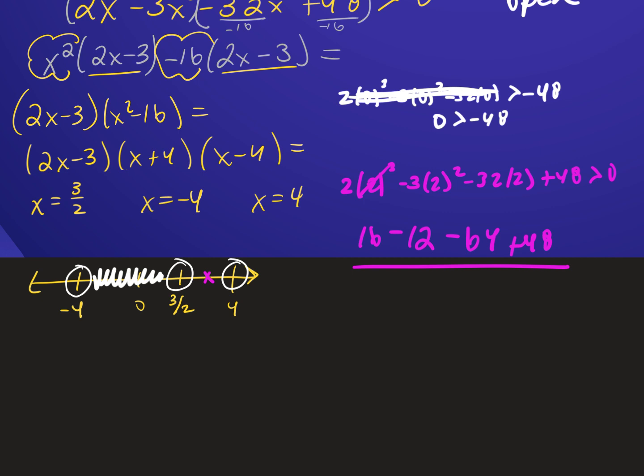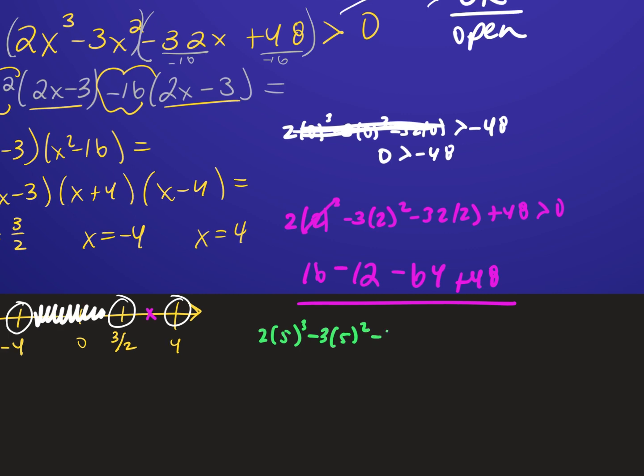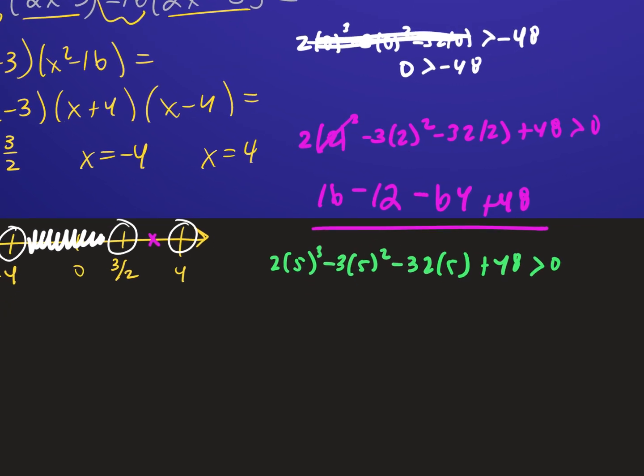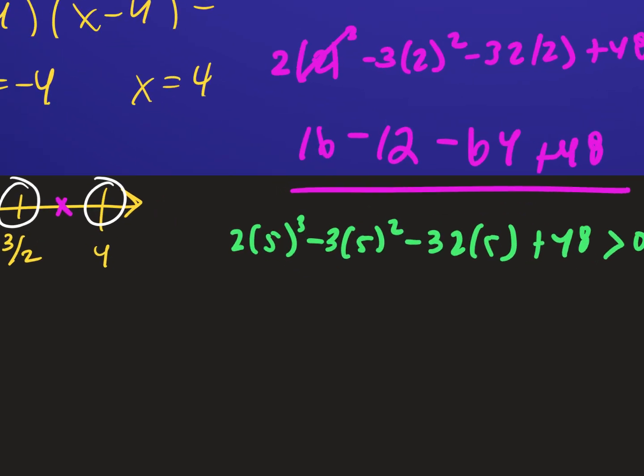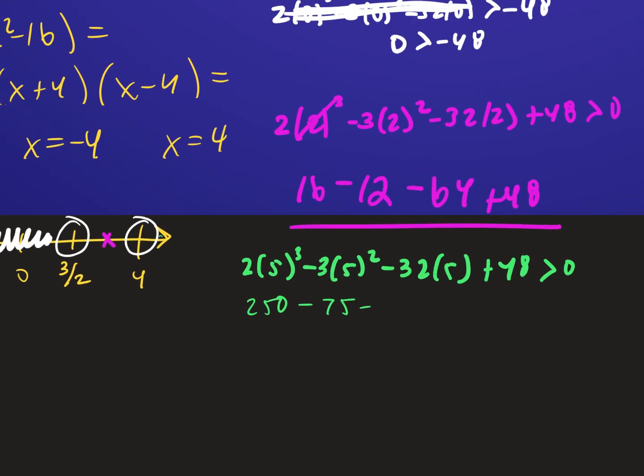On the other side, okay, let's try 5. 2 times 5 cubed minus 3 times 5 squared minus 32 times 5 plus 48 bigger than 0. Yes or no? Yes. Guys, what's 5 cubed? 125 times 2, 250. And then I'm going to subtract 75, right? Minus 32 times 5 plus 48. This is going to be true. So what does that mean about this side? It's part of my solution, right? So that works over there.